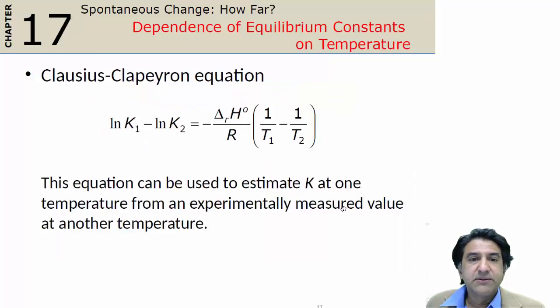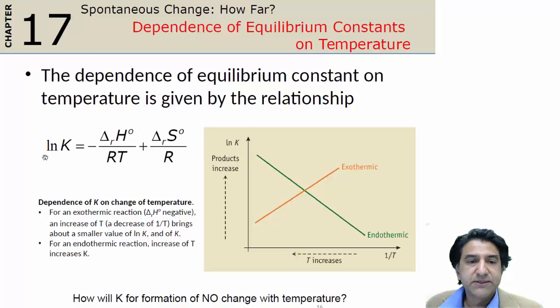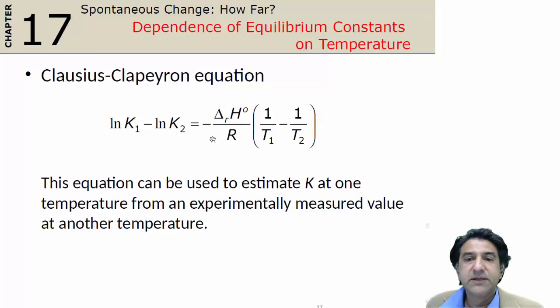So that's fantastic, but look, now we have the Clausius-Clapeyron equation. That allows us to calculate the equilibrium constant at one temperature from the equilibrium constant at another temperature. Essentially, we use this equation, which is derived from the previous one. Ln K1 is delta H on RT1 plus delta S on R. Ln K2 is delta H on RT2 plus the same delta S on R. If we subtract ln K2 from ln K1, the delta S terms cancel out, and we are just left with two delta H terms. Ln K1 minus ln K2 is delta H on R times 1 on T1 minus 1 on T2.